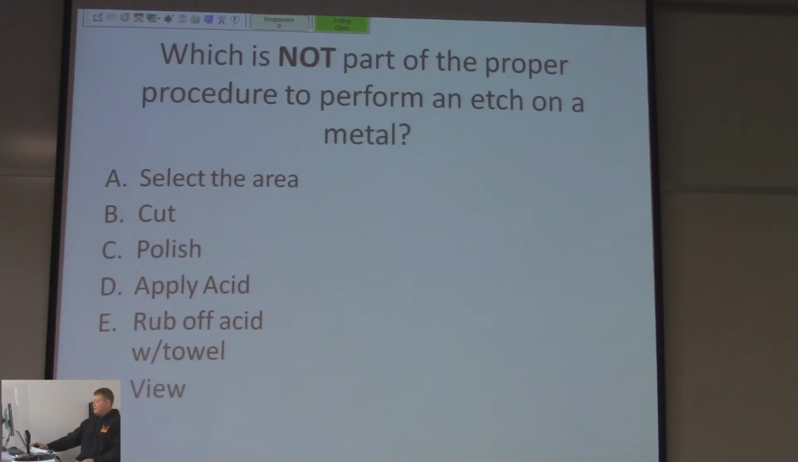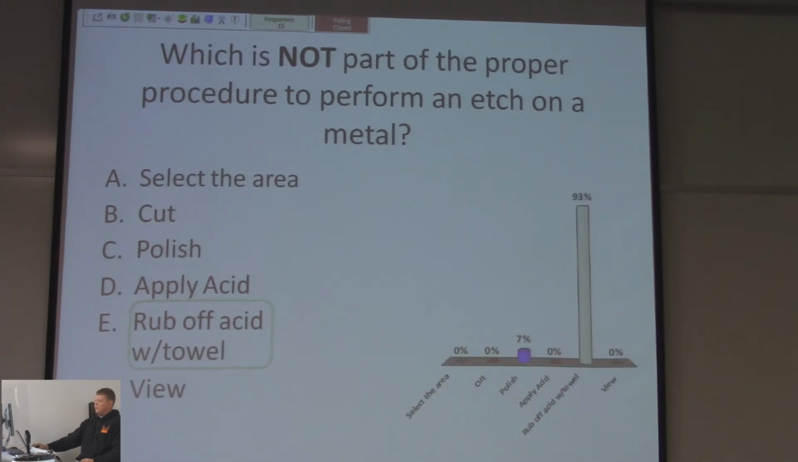Which is not part of the proper procedure to perform an etch on metals? Select an area, cut, polish, then apply an acid, rub acid off with a towel, and then view the configurations. 93% of you were 100% accurate in rub off acid with a towel. You want to put it under a stream of water. Lots of people take it off with a towel. That's why they made a point to put that in there.